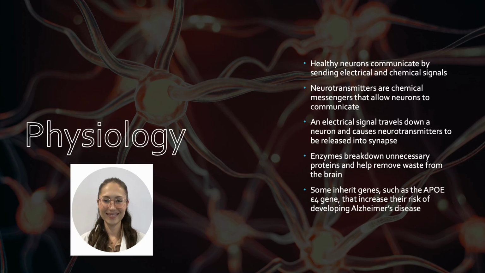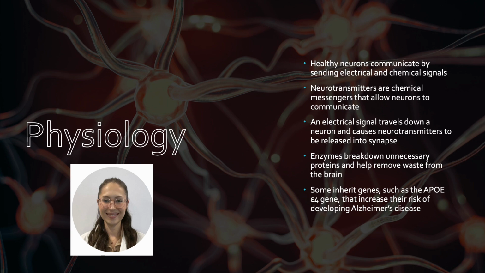In this slide, it explains how the brain normally works and what changes with the Alzheimer's disease. In a healthy brain, neurons or nerve cells communicate by sending electrical and chemical signals. They use chemicals called neurotransmitters to pass messages from one neuron to another, which allows us to think, learn, remember, and move.